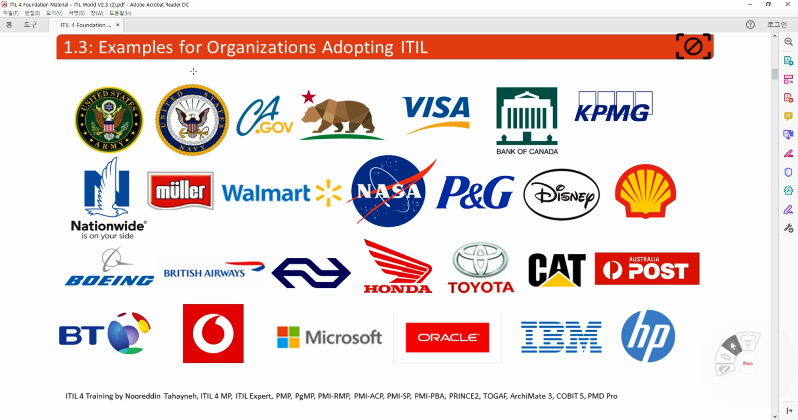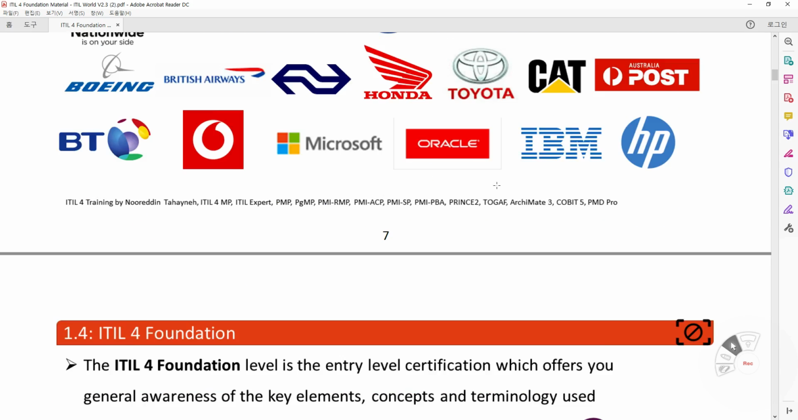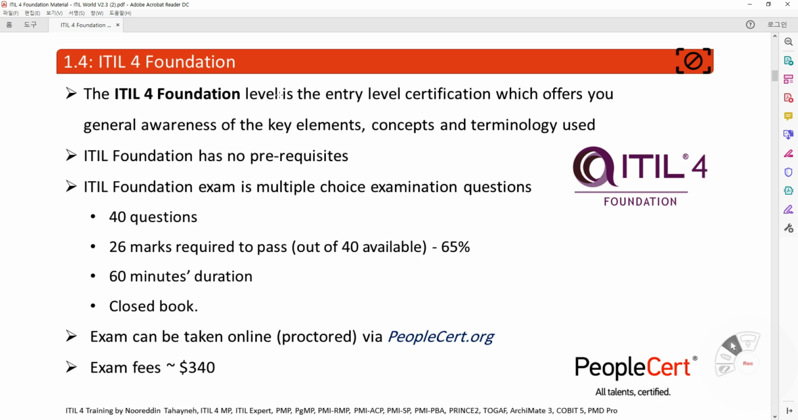Examples of organizations adopting ITIL. The ITIL Foundation level is the entry-level certification, which offers you general awareness of the key elements, concepts, and terminology used. The ITIL Foundation has no prerequisite. The ITIL exam is multiple choice, 40 questions, 26 marks required to pass out of 40 available. 60 minutes duration, closed book. The exam can be taken online, proctored, at peoplecert.org.